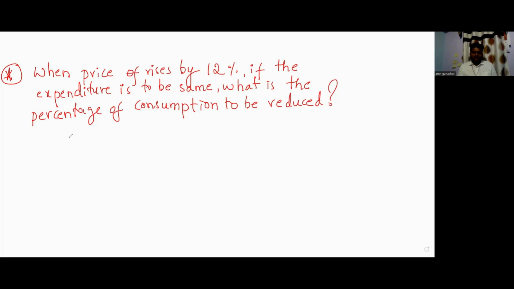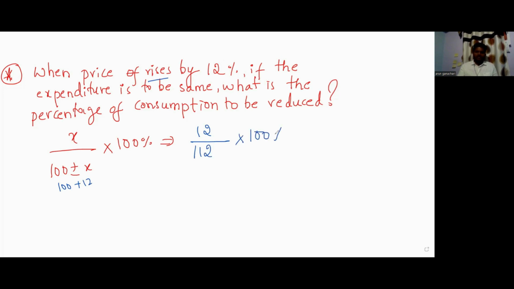What formula do we have to use? We have to use X upon 100 plus or minus X into 100%. X is given as how much? 12. As the price rises, it will be what? 100 plus 12. What is 100 plus 12? 112 into 100%. Find out the value.